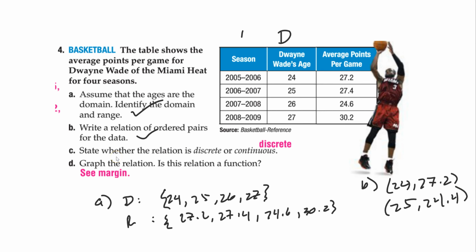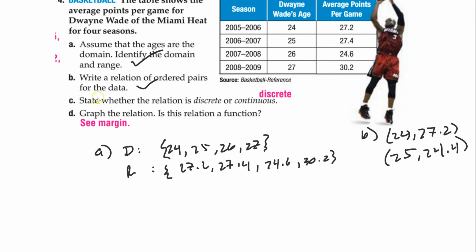Say whether the relation is discrete or continuous. Actually, we're not going to talk about that. The book hasn't gone over it yet. We'll talk about that in, I think, chapter 10? The book assumes you know it already.